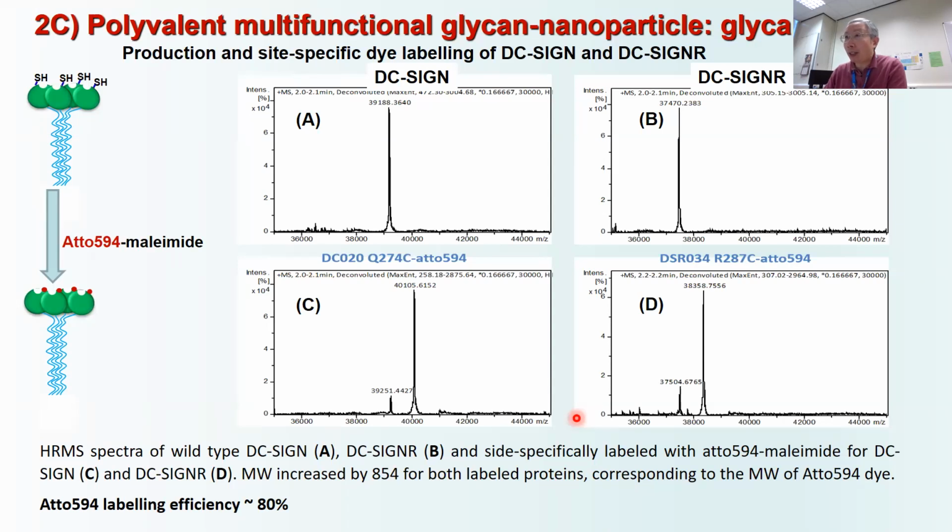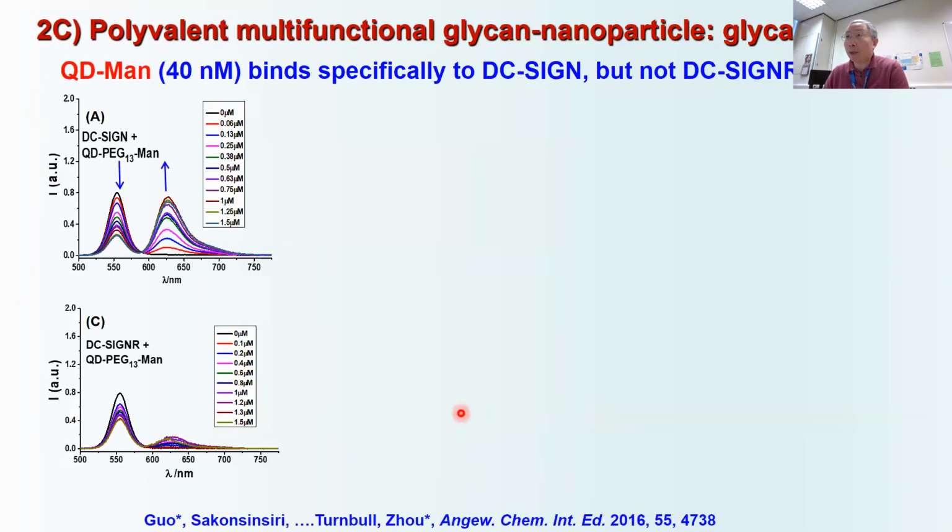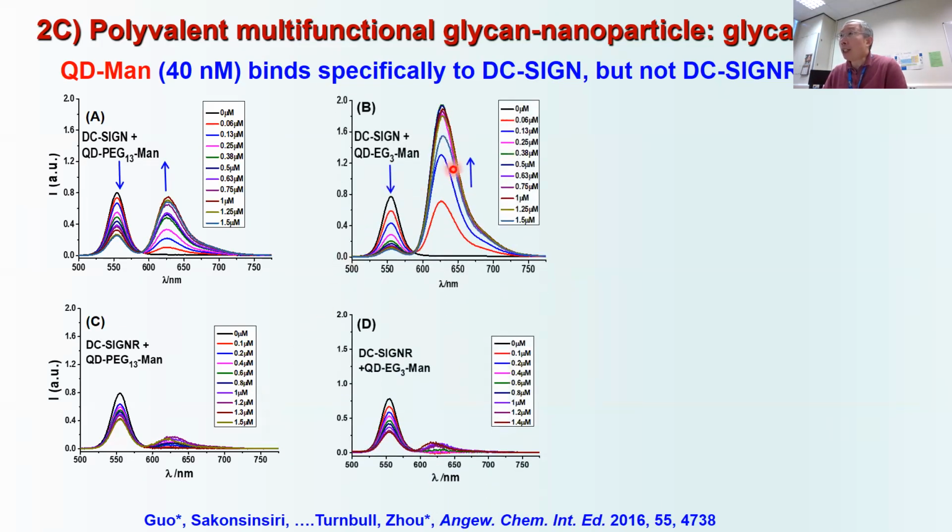When we have the quantum dots and also the labeled protein, then we can do the titration experiment. We have a fixed amount of the quantum dots and then titrate in different amounts of the labeled protein. We can see the quantum dot fluorescence gets quenched and the dye fluorescence is enhanced. That is for DC-SIGN. For DC-SIGNR, the quenching and enhancement is much smaller. And if we use a shorter linker, then the quenching and enhancement is significantly enhanced.